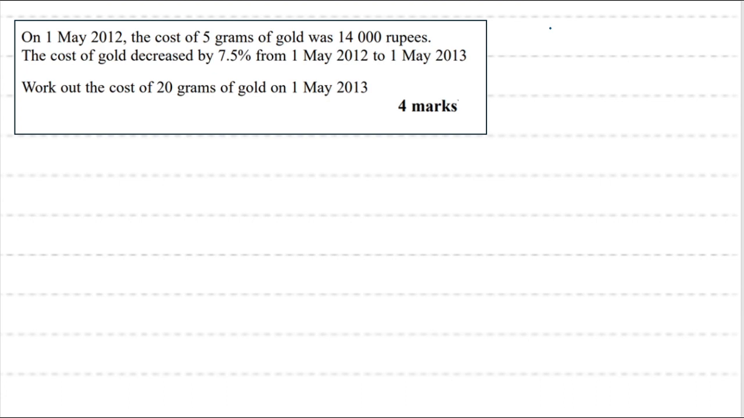Finally, on 1st May 2012, the cost of 5 grams of gold was 14,000 rupees. The cost of gold decreased by 7.5% from 1st May 2012 to 1st May 2013. Work out the cost of 20 grams of gold on 1st May 2013. So the cost of 5 grams of gold is 14,000 rupees, and it decreases by 7.5%. So the multiplier is 100%, take away 7.5%, which is 92.5%, and in decimal, it's going to be 0.925.